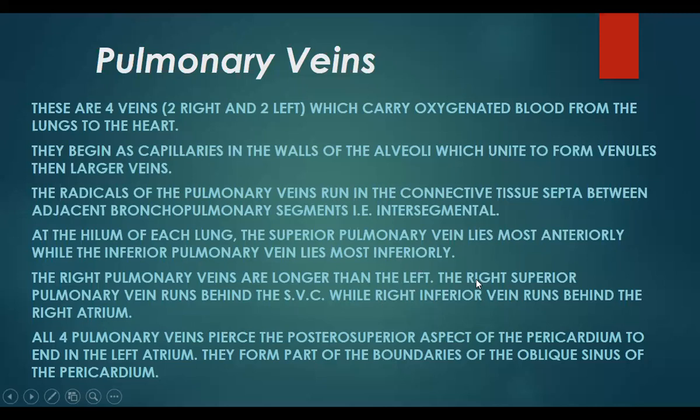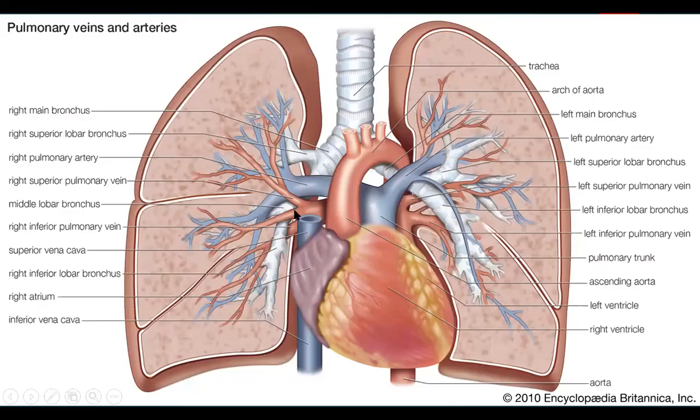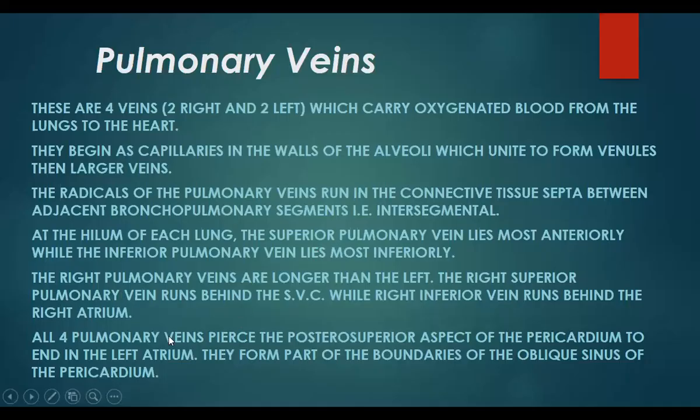So the right pulmonary veins, here they have mentioned, are longer than the left. The right superior pulmonary vein runs behind the superior vena cava, while the right inferior vein runs behind the right atrium. You can appreciate here. So the right superior pulmonary vein runs behind the superior vena cava, and the right inferior will be going behind the right atrium.